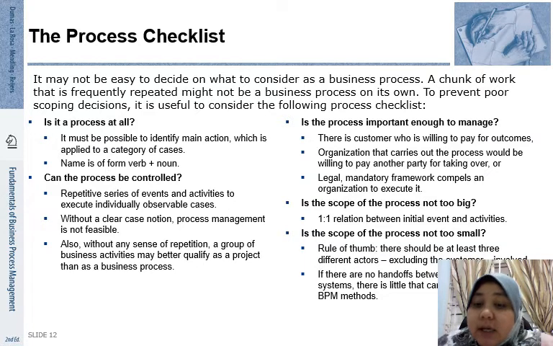Okay. Here's another terms that you have to understand. What is event? What is activities? So you have to understand those terms as well. Is the scope of the process not small? Rule of thumb, there should be at least 3 different actors. Then baru kita boleh cakap it is the most smallest set of scope. If there are no handoff between multiple actors or system, there is little that can be improved using BPM method. Itu dia punya rule of thumb. Alright, let's continue.